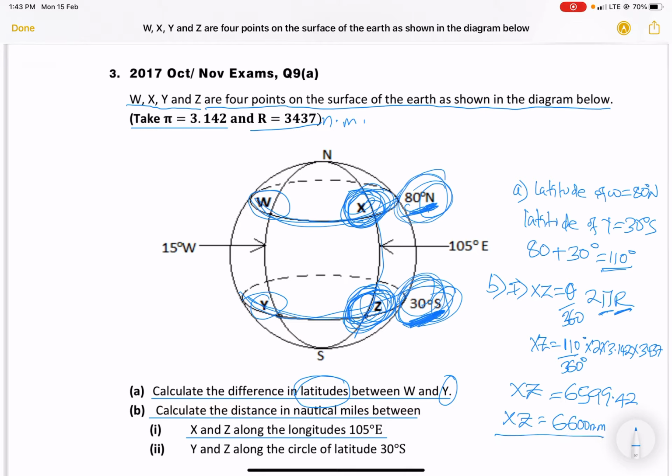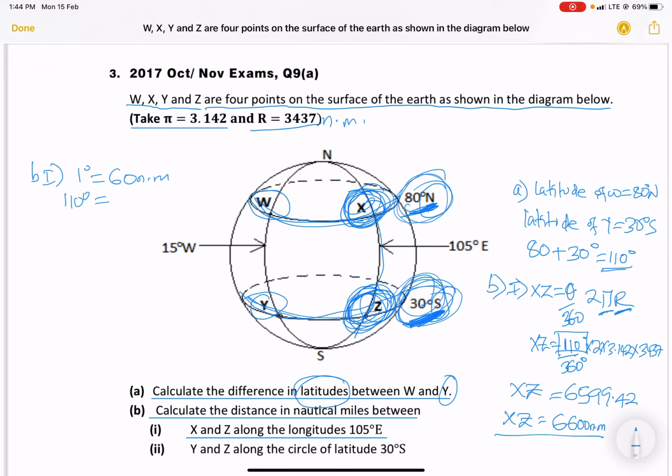Remember, since we are finding nautical miles, you can also use that shortcut I taught you last time. For B1, you get the same number of marks. You can simply say 1 degree is equal to 60 nautical miles. So what about 110 degrees? 110 degrees is equal to x. So you cross multiply: x is equal to 60 times 110. What is 60 times 110? It will give us 6,600 nautical miles. You find the same answer.